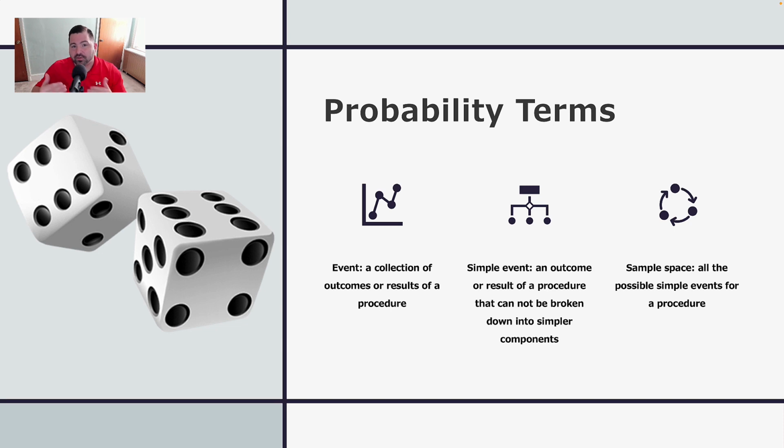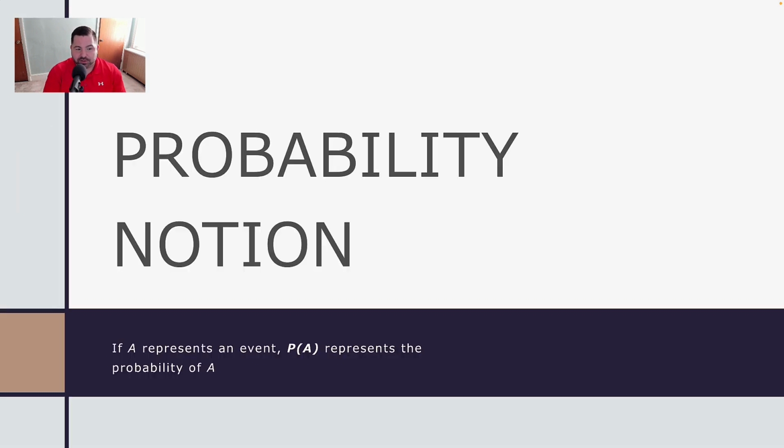So then you can look at the ratio of something happening versus not happening, the chance of it happening versus not happening. In the case of a simple event, we're talking about an outcome or a result of a procedure that cannot be broken down into simpler components. And then we have something that's known as a sample space, which represents all of the possible simple events for a given procedure. So these are some important terms.